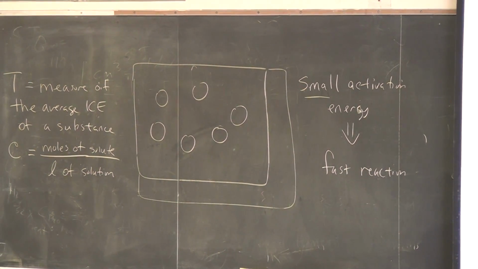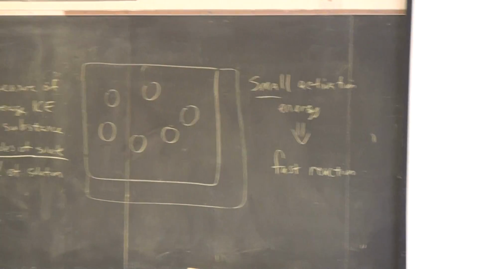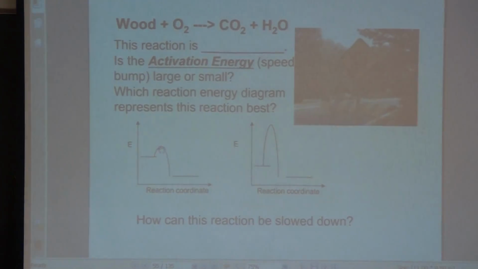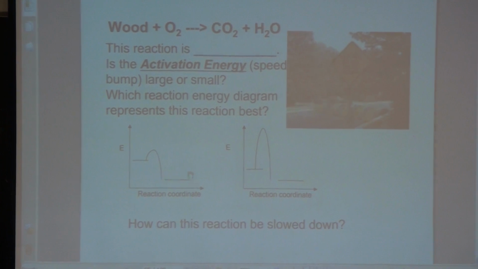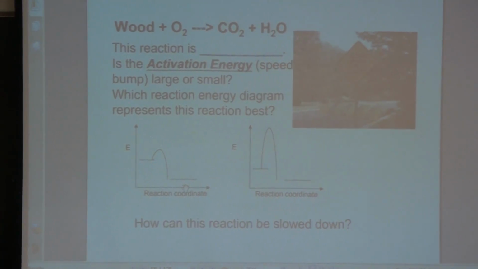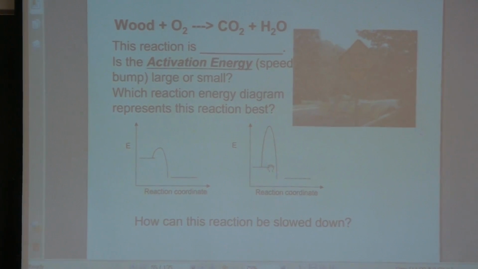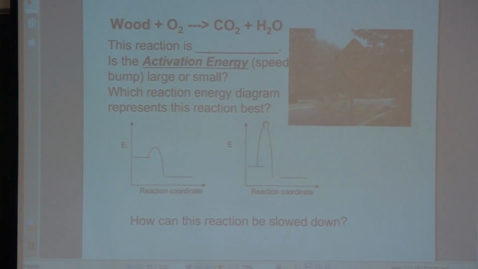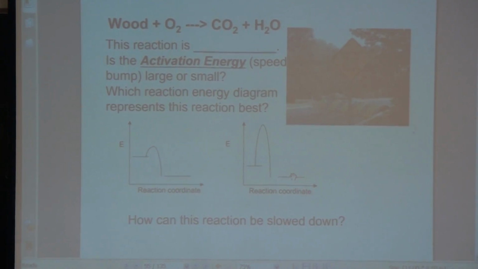When you're heating up the wood sufficiently so that once that speed bump is overcome, then the wood's going to burn and you'll start producing products. Okay. So note that if you have a large activation energy, it takes a lot of energy to overcome that barrier to get to the other side. Okay. And then in that case, that reaction will be slow.